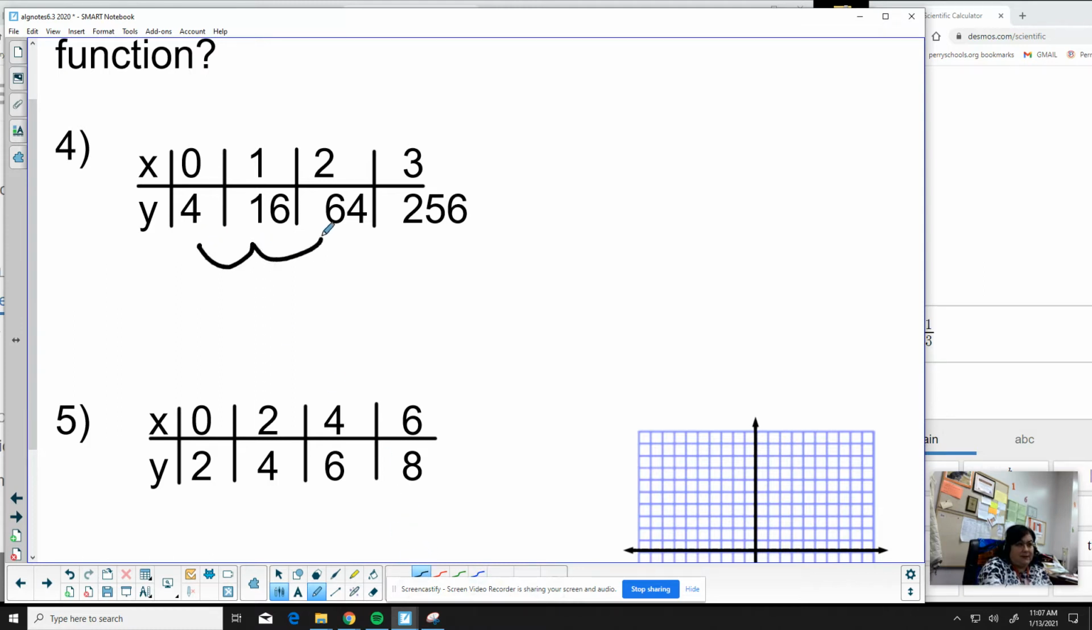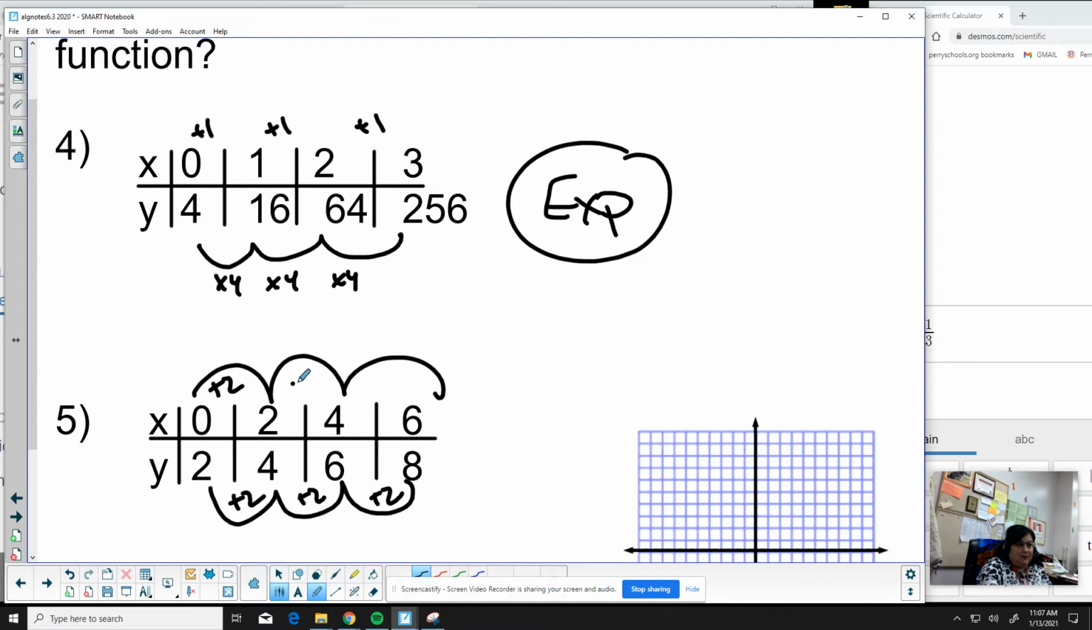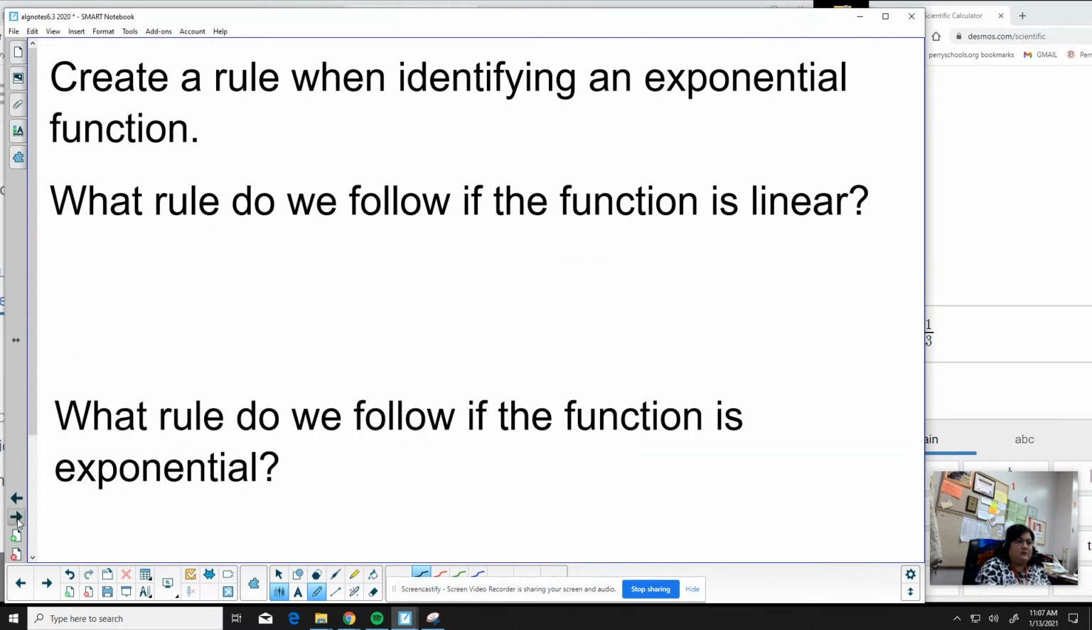So this one is obviously multiply by 4, so this one's exponential. Notice that when it's exponential, it's still adding 1 in the x. The adding 1, the multiply part only applies to the y. And then down here, there's a nice plus 2 going on here, and a nice plus 2 going on here. This has a slope of 1, so this is linear. And again, if I didn't know how to do it, I could graph it and it would make a straight line and I would know it was linear.